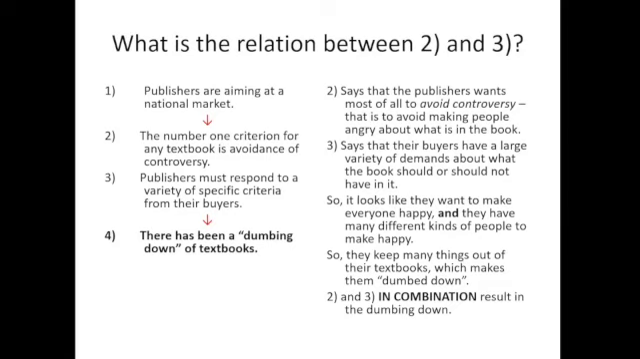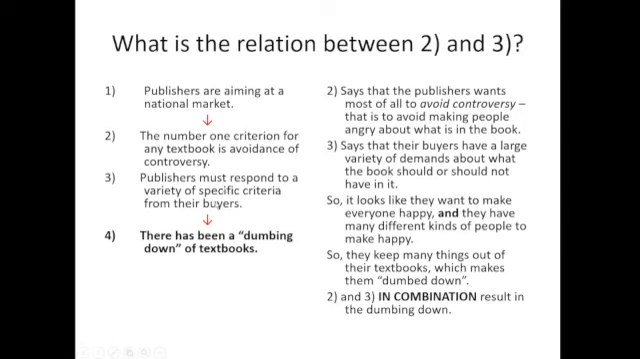So instead of it being the case that either one or another premise is a reason for believing the conclusion, technically it's the combination of the two that is the reason, right? And we see that's the case here. So, it's only when we combine these two facts, first, that the number one criterion for any textbook is avoidance of controversy, and secondly, that publishers have to respond to a variety of specific criteria from their buyers. When you combine those two, it results in the dumbing down of the textbooks, the way we explained here, right? Okay.